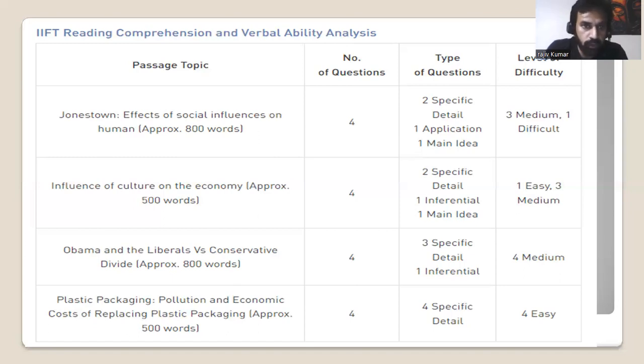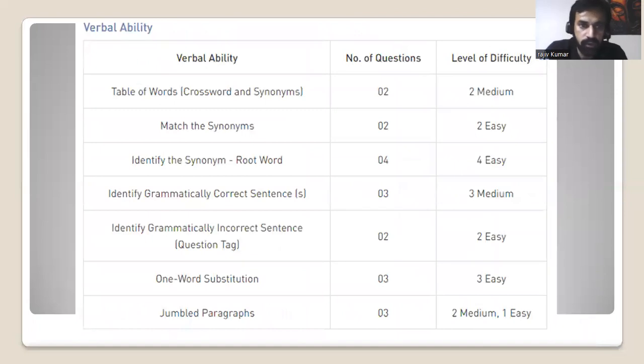So, moving on, in verbal ability, we have questions like crosswords, synonyms, match the synonyms, identify the synonyms, root word, identify grammatical sentences. Okay? Then you have one word substitution, jumble paragraph. So you can see questions based on grammar, vocab, and you have jumble paragraph, right?